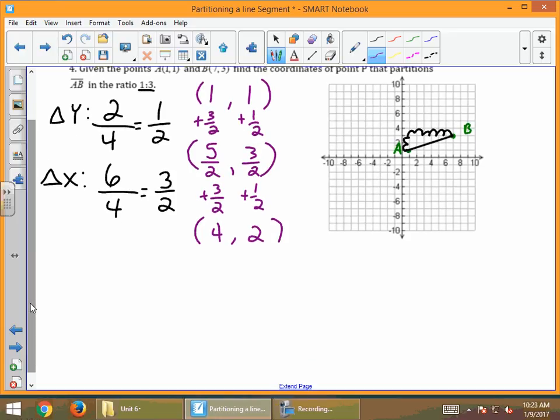So, same thing. Increase it by the fraction. We should get another fraction here in a second. 4 plus 3/2. 11/2. And 2 plus 1/2, what's that?